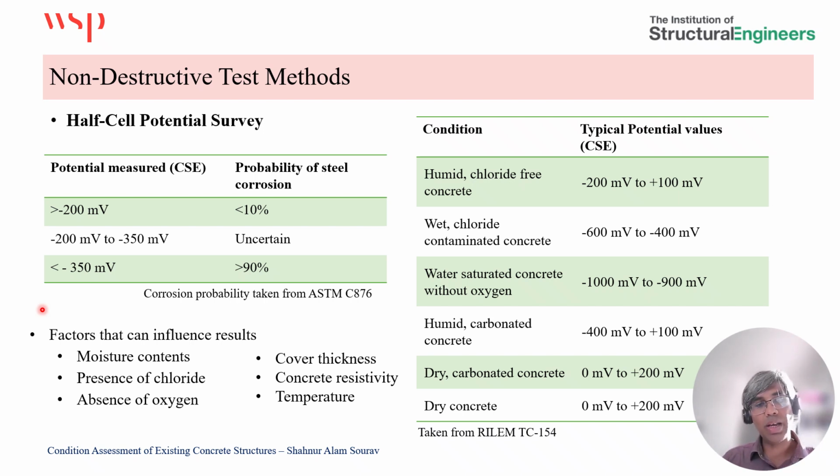But these results will be affected by many different factors. One is the moisture content, obviously, the presence of chloride in the concrete, and also the level of oxygen present at the level of reinforcement. I should highlight this here. If the concrete is saturated, saturated concrete means that there will be very limited oxygen present within the concrete. In this type of scenario, we'll see the potential values to be very low. It can be in the range of minus 1,000 to minus 9,000.